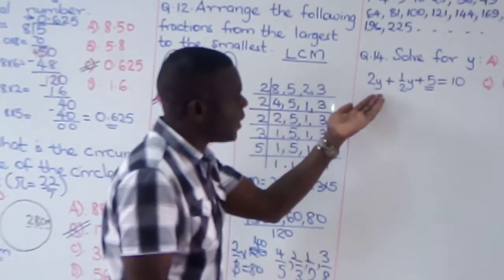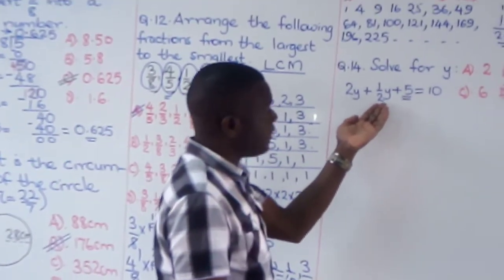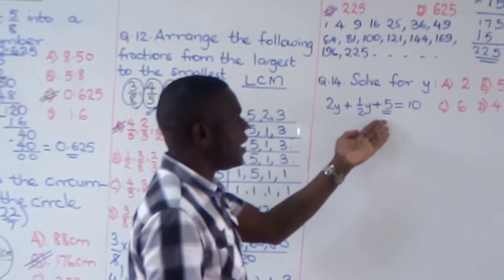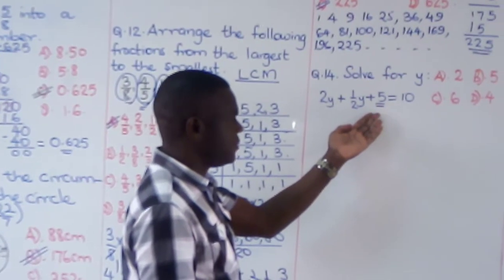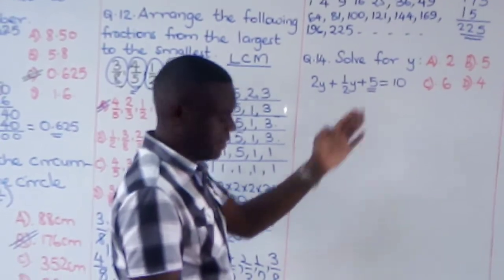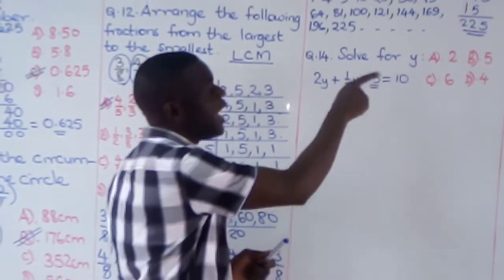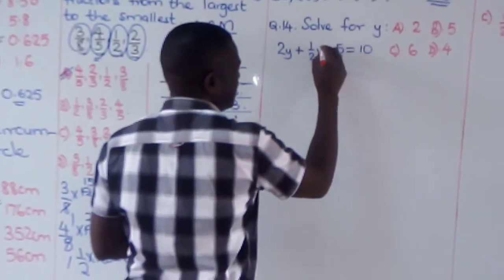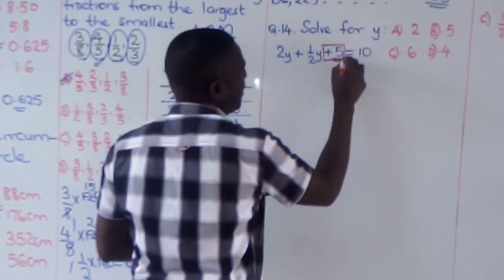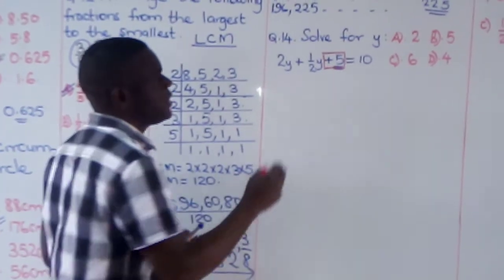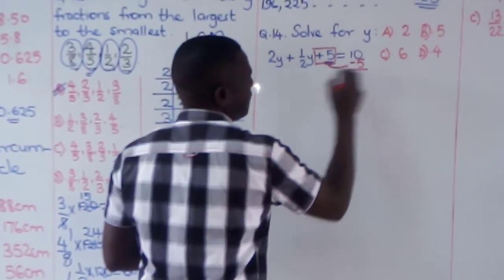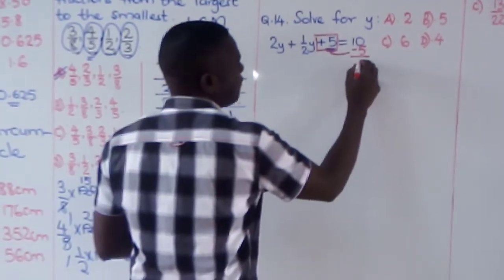You can see 2 has a y and a half has a y. But 5 doesn't have a letter on it. So it's not a coefficient. And so we transfer it to the other side. It's a number with a plus. It's an integer, a positive integer. We take the other side. We subtract 5 and we remain with 5.